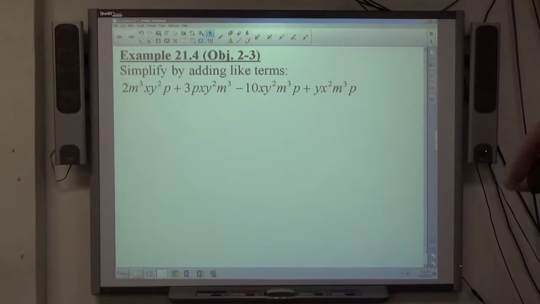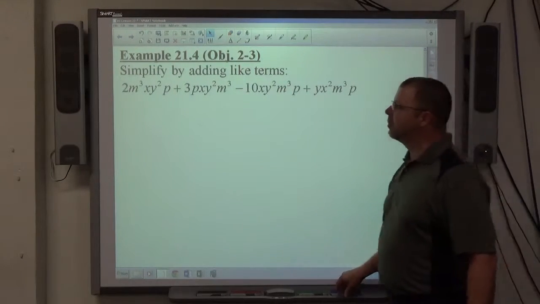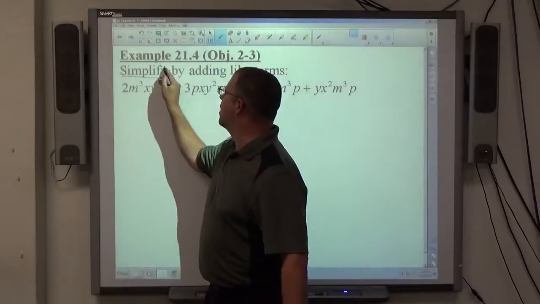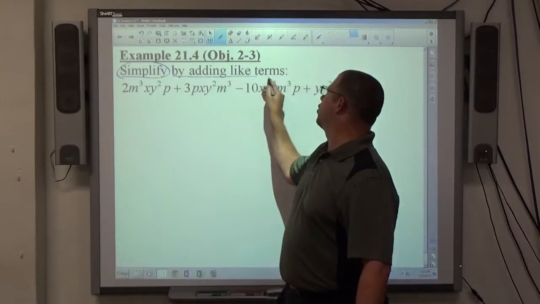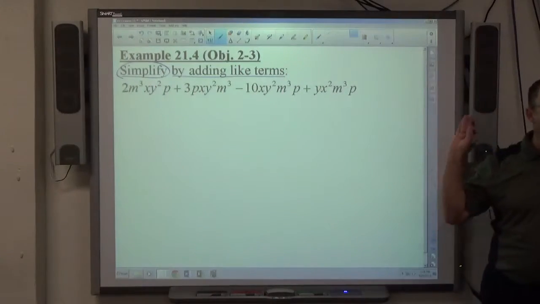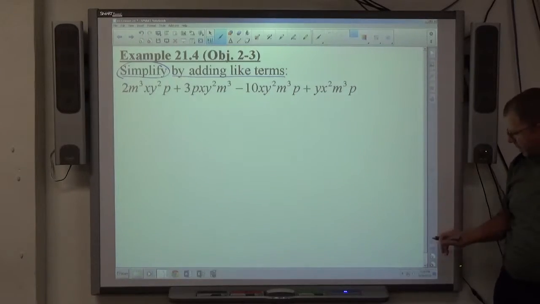Okay, look at example 4. Notice the rule here, or the problem here. It says simplify again. Here's that word simplify again. This says simplify by adding like terms. Okay, look at the difference in the problem from this one to the last one.